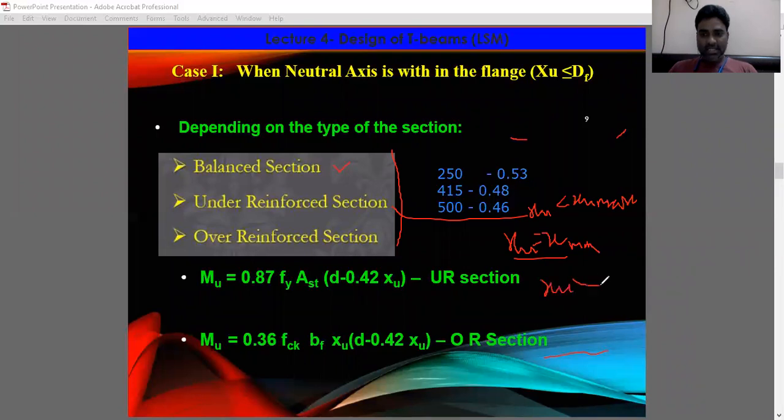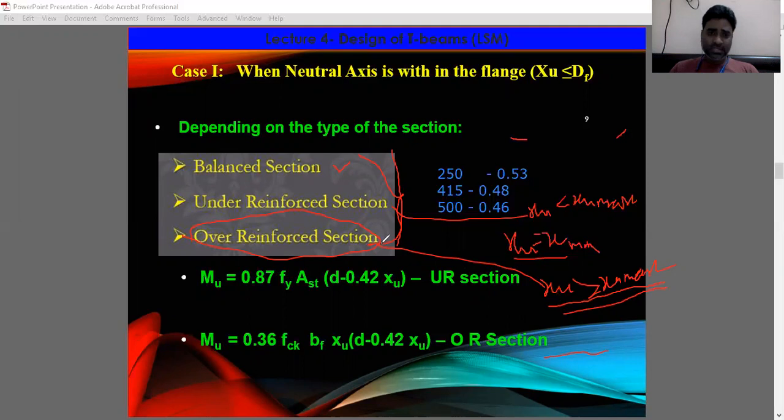And if Xu is greater than Xu max, then we call it an over-reinforced section. This is similar to our rectangular beam, right? Based upon Xu and Xu max, you just classify the type of the beam. And as I told you in our previous classes, as per IS 456:2000, we should avoid the over-reinforced section. If you get Xu greater than Xu max, you should restrict your Xu to Xu max, right?